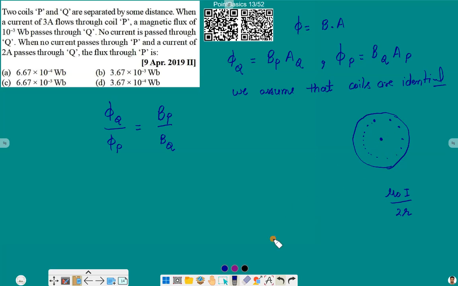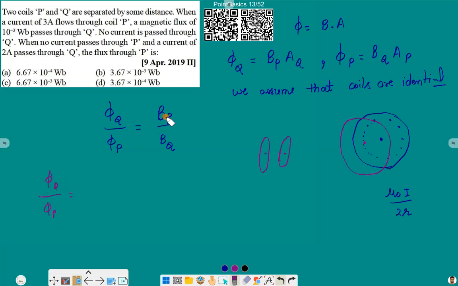So we assume this is our first coil and our second coil will be something like this, at some distance from it. Or if I draw, this is our first coil and this is our second coil. And magnetic field at the center of one coil due to the second coil is equal to magnetic field at its own center. So BP, we can write it like this: phi Q by phi P.